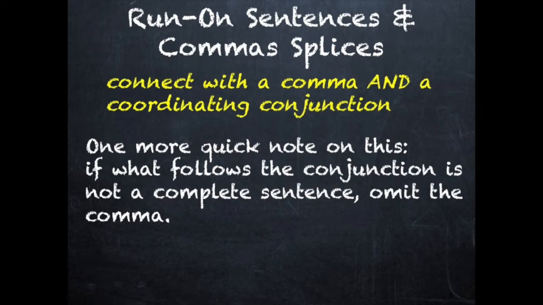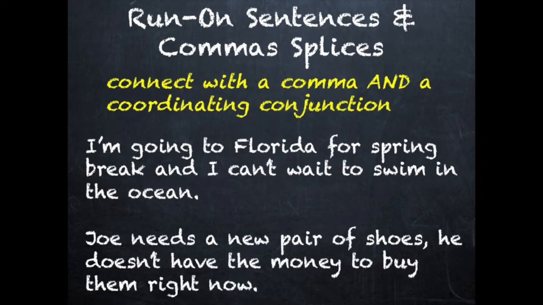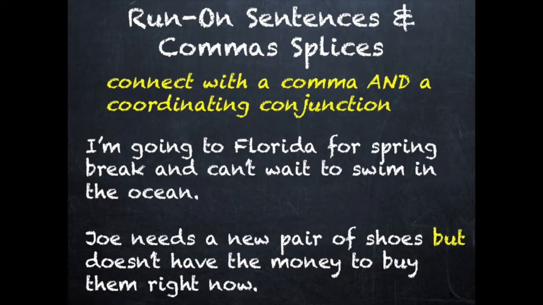If what comes after the conjunction is not a complete sentence, you can omit the comma. So if the subject is missing, then all of a sudden just the conjunction is totally fine. So in those examples we used a little while ago, I'm going to Florida for spring break and I can't wait to swim in the ocean. You can actually just take out the subject in the second sentence. I'm going to Florida for spring break and can't wait to swim in the ocean, and now it's correct.